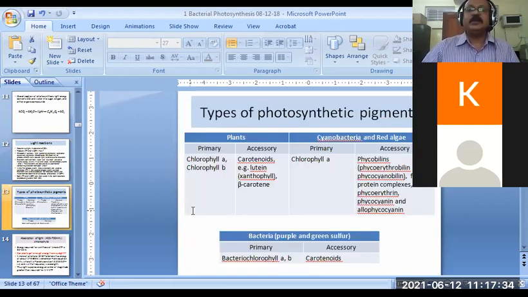Then coming to the different types of photosynthetic pigments. Now we are talking about the plants here. Can you see this part here? In plants, we have two types of pigments. One is called the primary pigments, and the other type is the accessory pigments. The primary pigments are, for example, chlorophyll A and chlorophyll B.